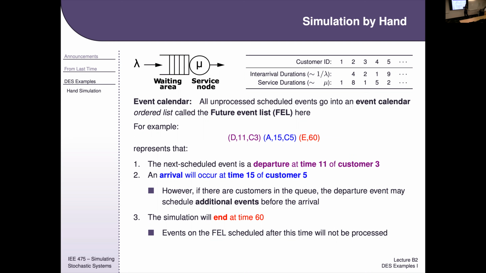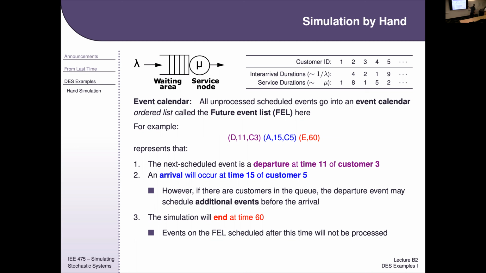So you might be scheduling something that is later than the first event on the future event list. Well, you have to make sure you place it in the appropriate spot. If this departure event was already known, but the arrival event wasn't, then you would schedule the arrival event where it properly belongs, in between this 11 and this 60. So this represents that the next thing scheduled to happen is a departure of customer 3 at time 11. After that, there will be an arrival at time 15 of customer 5, and then there will eventually be the end at time 60.